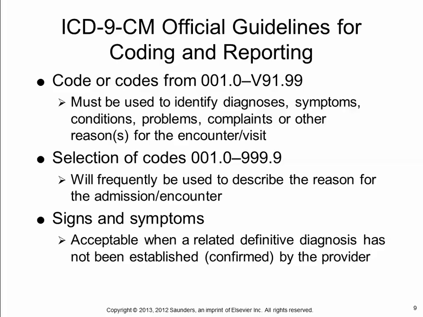Signs and symptoms are acceptable to use as a diagnosis, as long as there hasn't been a definitive diagnosis established. So if you have a fever and you don't have any other diagnosis there, fever is acceptable to use. But if you have a fever and you have pneumonia or you have the flu, then you would not code the fever, because that's part of having the flu or having pneumonia. It's expected that you would have a fever, okay?